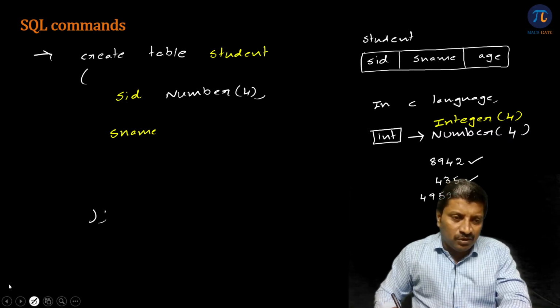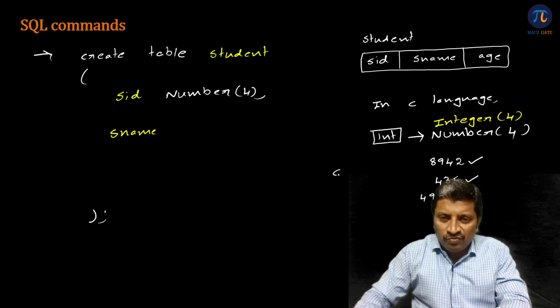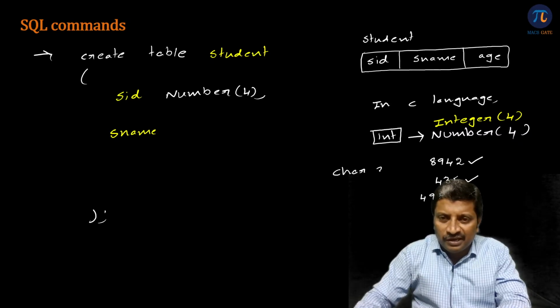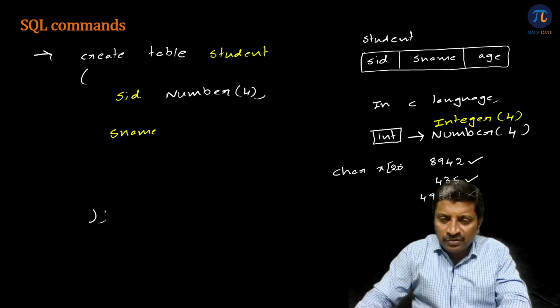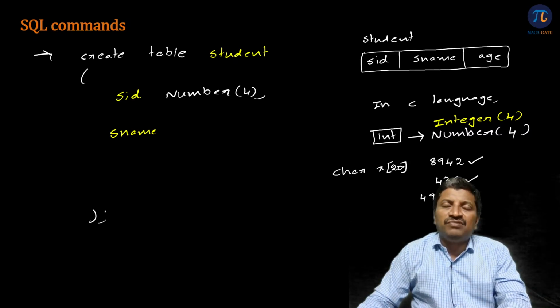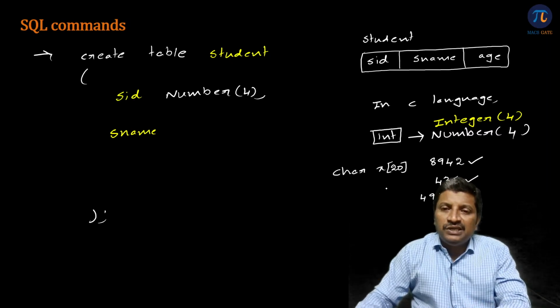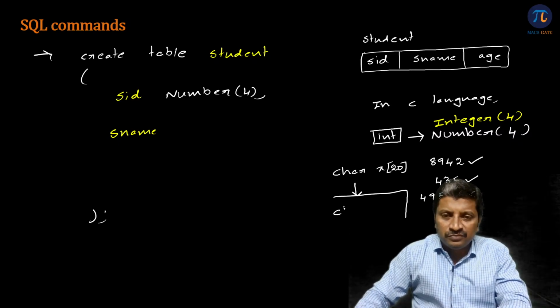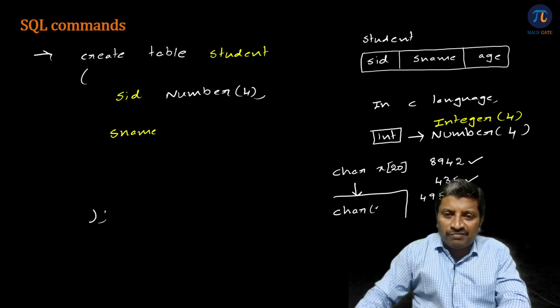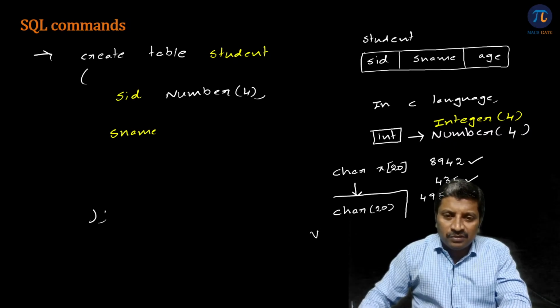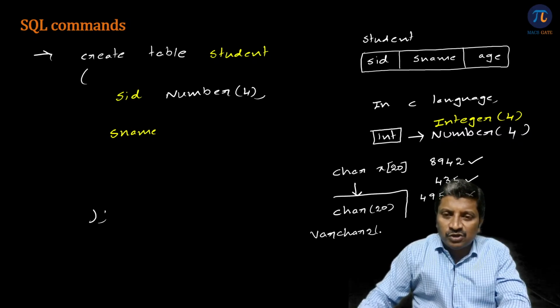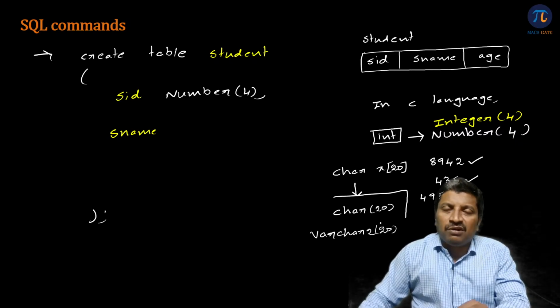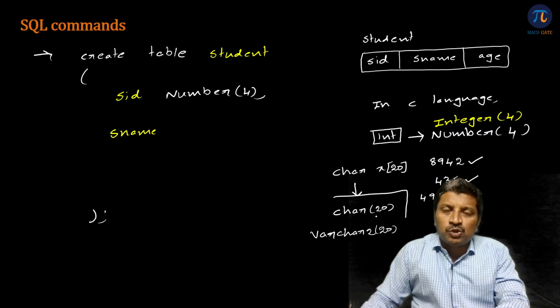In C language, how do we specify strings? We can specify by writing like char x of 20. That means it is a string which can have a maximum of 20 characters. Instead of that, in SQL, the keywords are either char of 20, or one more frequently used word is varchar2 of 20. We will discuss all these details in SQL. As of now, let us assume varchar2 or char of 20.